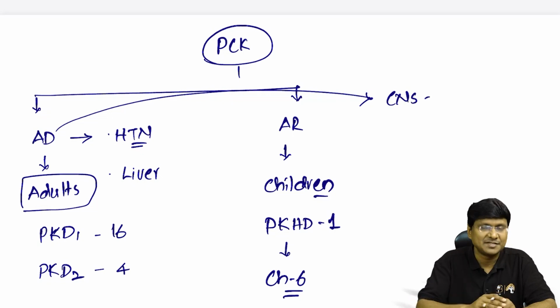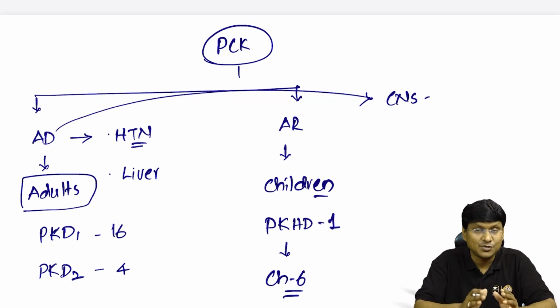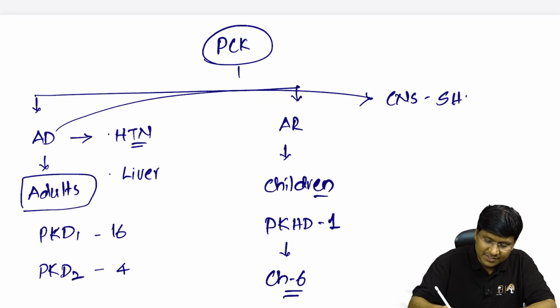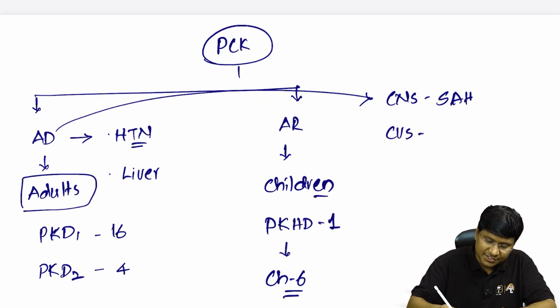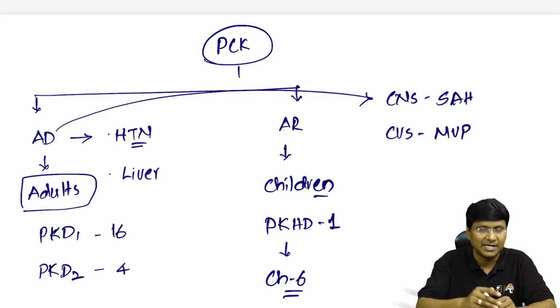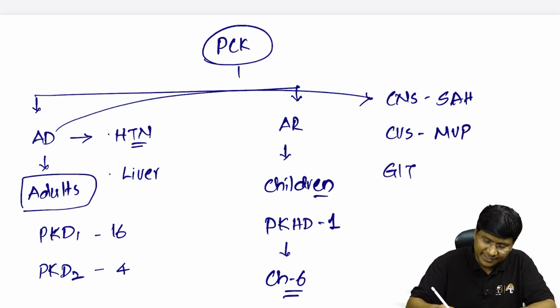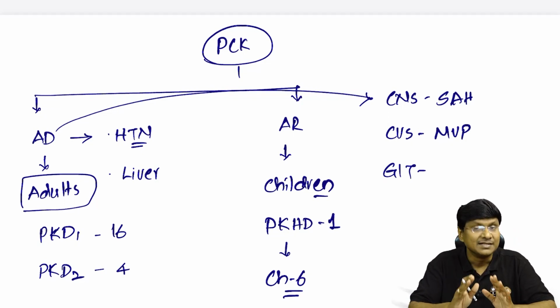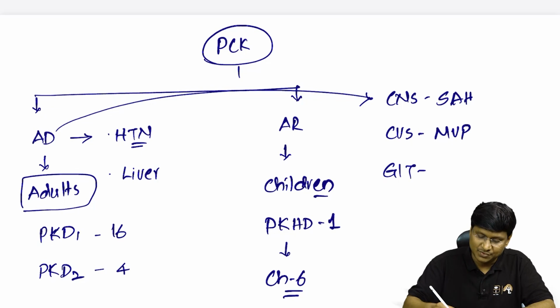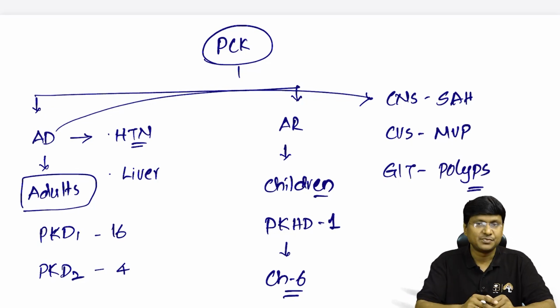Now, what will be the CNS manifestations? That is rupture of berry aneurysm, and that will result in the subarachnoid hemorrhage. These will be the CNS manifestations. And cardiovascular manifestations will be in the form of the mitral valve prolapse, right? And the next important is, these patients will also have the gastrointestinal tract manifestations, that will be in the form of polyps within the GIT.